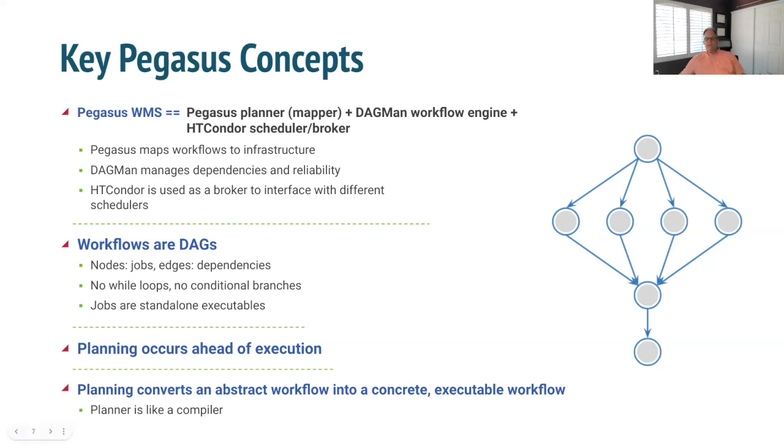One way to think about this is that Pegasus, the planner part, is like a compiler. It can take your DAG, like a compiler would, and optimize it. So it can, for example, combine jobs, it can remove jobs, it can say there are some jobs that maybe are not necessary. And we'll see examples of this. But the point is that just like a compiler applies optimizations, so can Pegasus do that to your whole DAG.